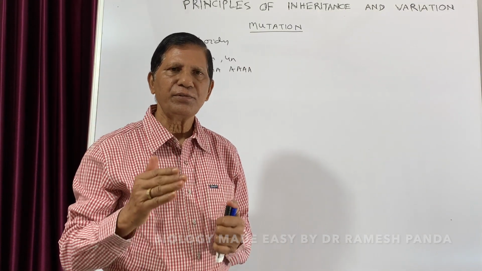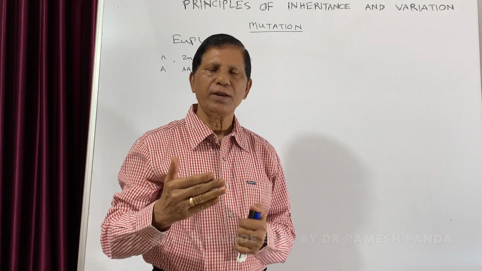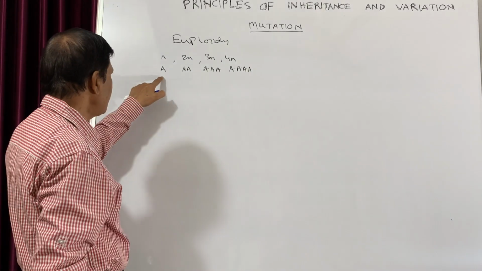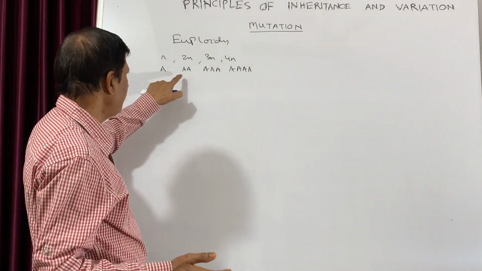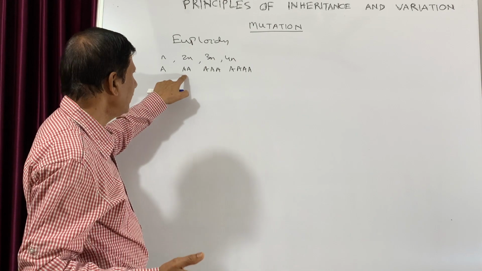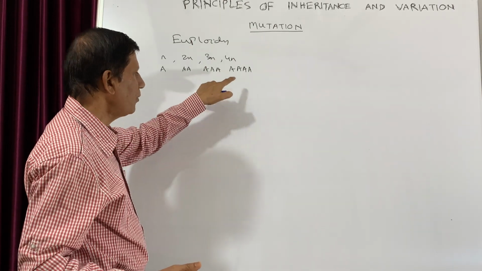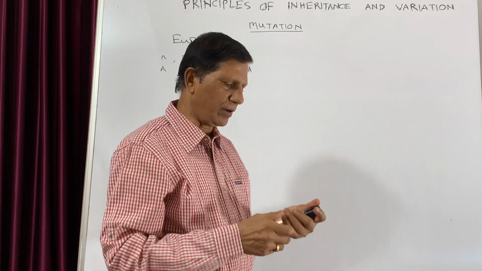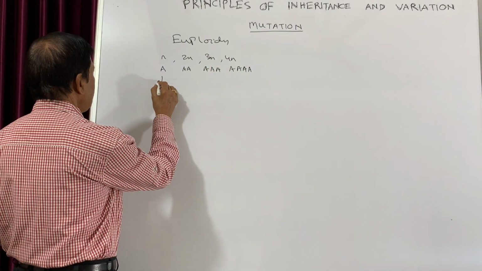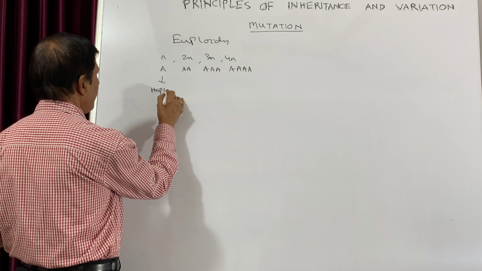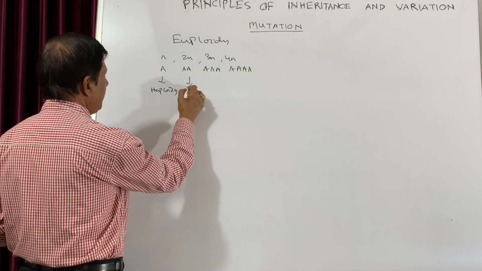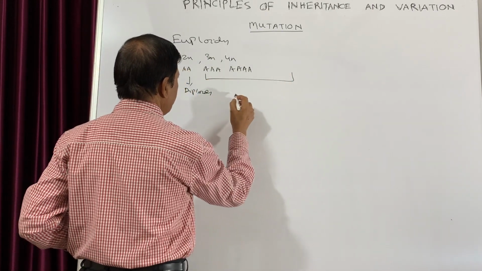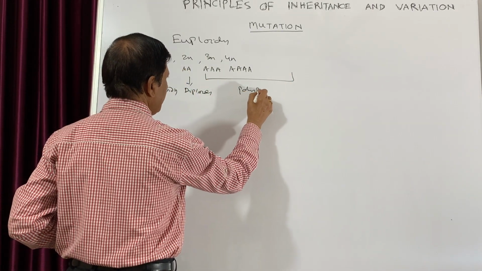Usually, in case of euploidy, if there is only one set, it is monoploidy. If there are two sets, it is diploidy. But if there are 3, 4, 5, 6, 7, 8 sets, then they are known as polyploids. That means this is haploidy, this is diploidy, and all these come under polyploids.